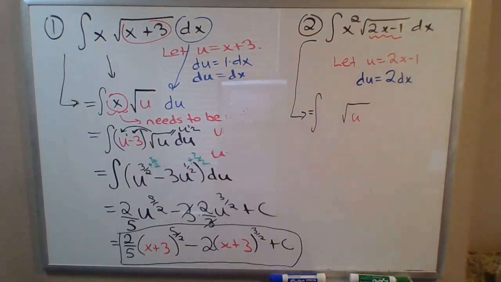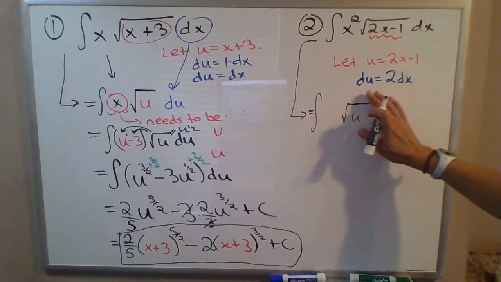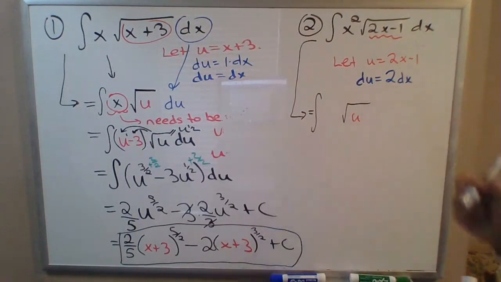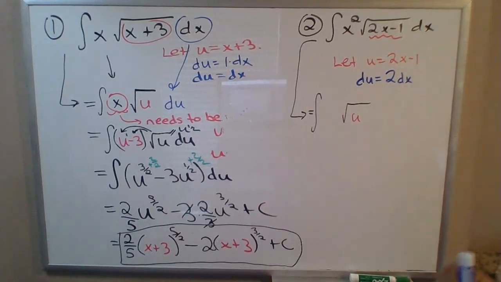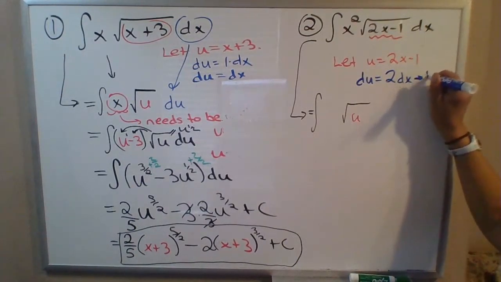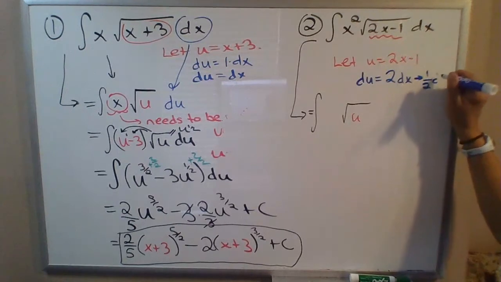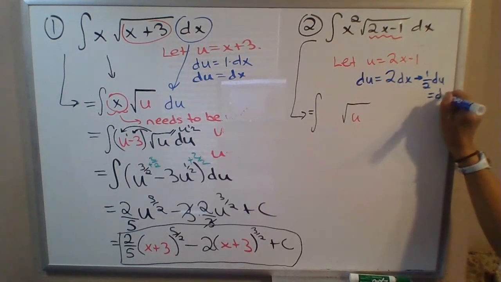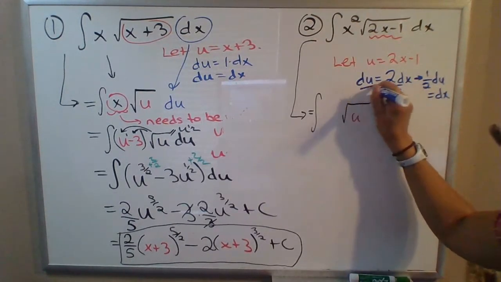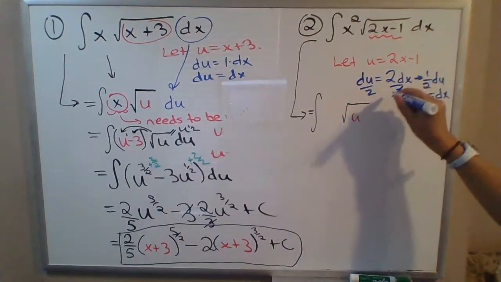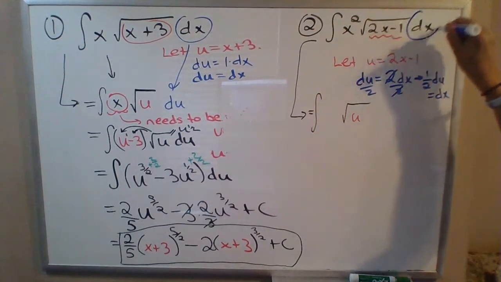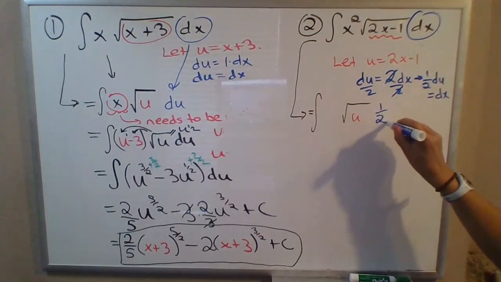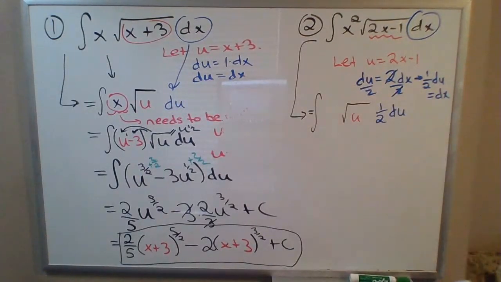Now du is equal to 2 times dx. So dx by itself is equal to 1/2 times du. Right? If you divide both sides of this equation by 2, then dx is equal to 1/2 du. So the dx right here is equal to 1/2 du.